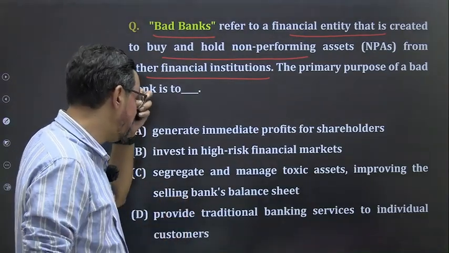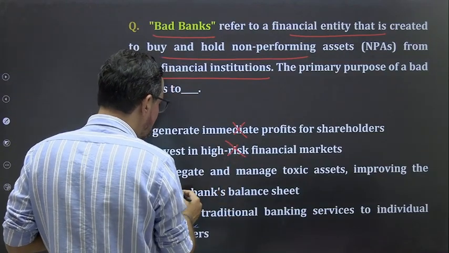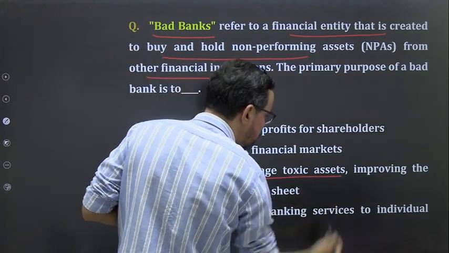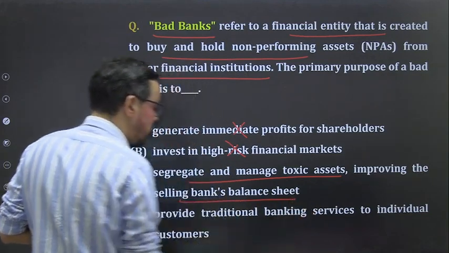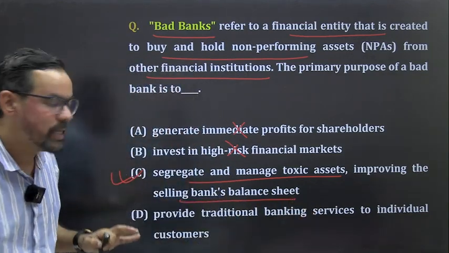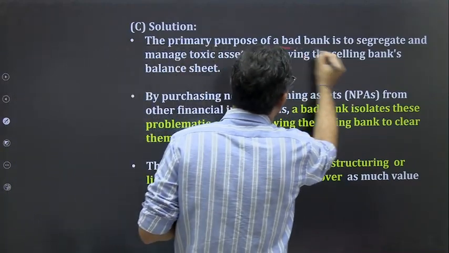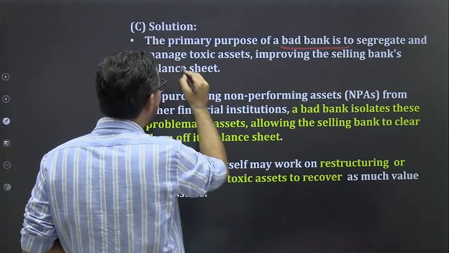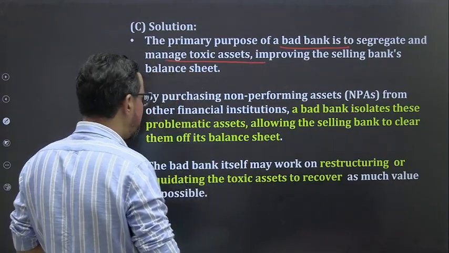So generate immediate profit for shareholders? No. Invest in high risk? No. Segregate and manage toxic assets, improving the selling bank's balance sheet. So no need to go further. Option C will be the right answer for this one. The primary purpose of a bad bank is to segregate and manage toxic assets, improving the selling bank's balance sheet.